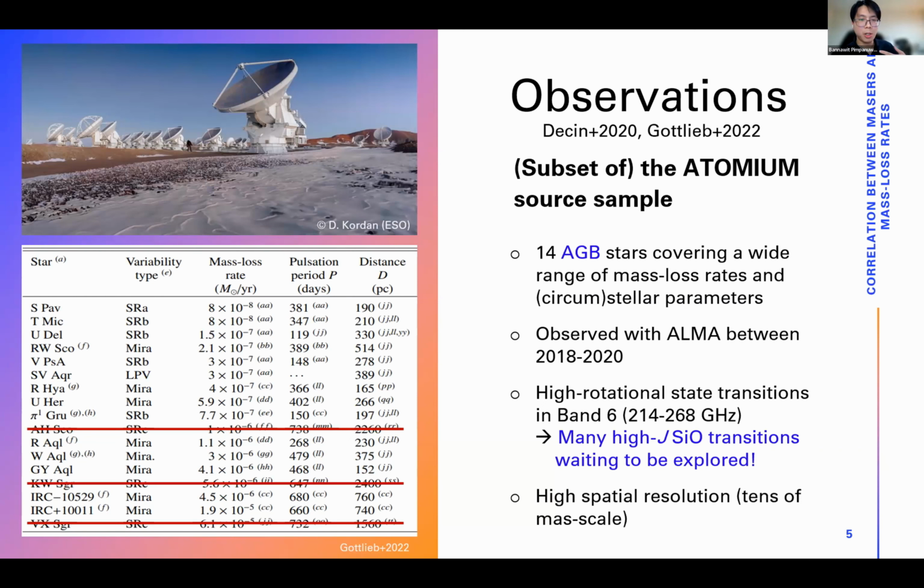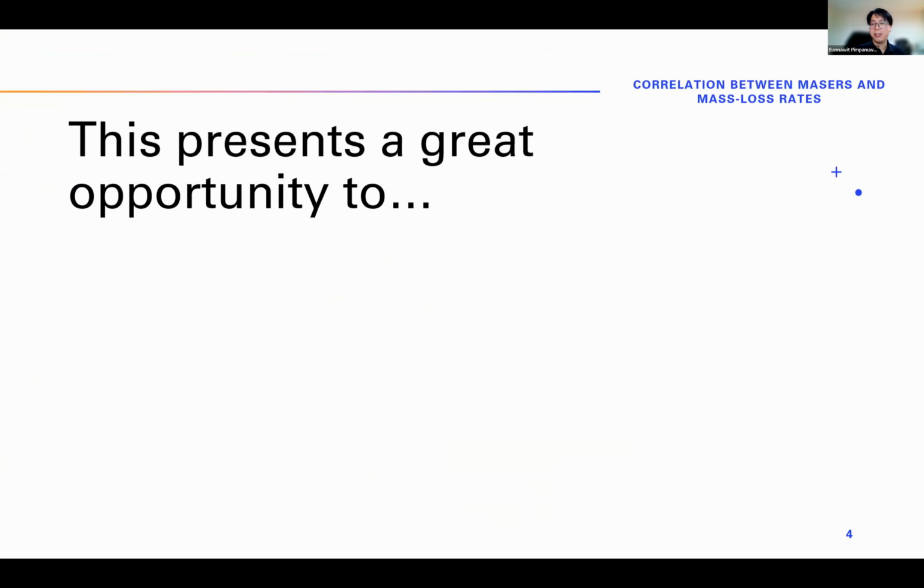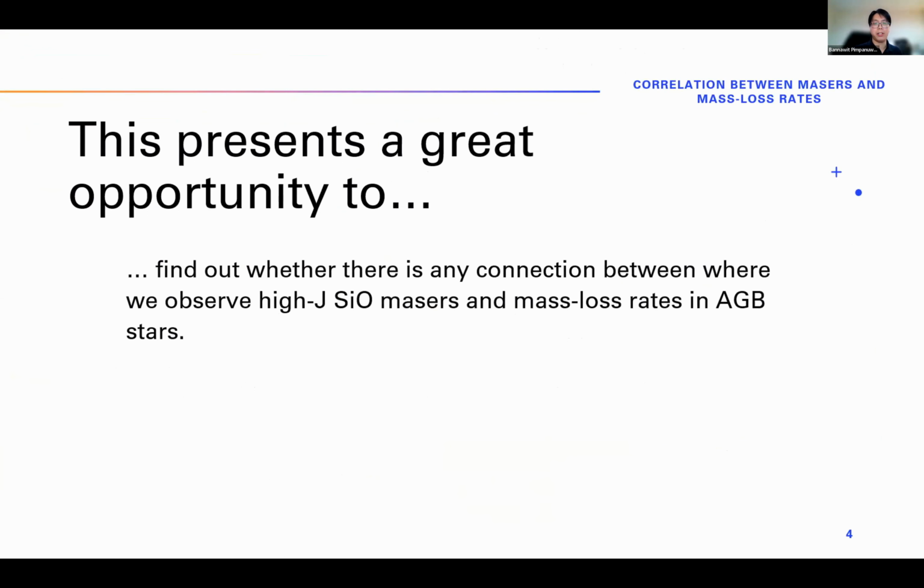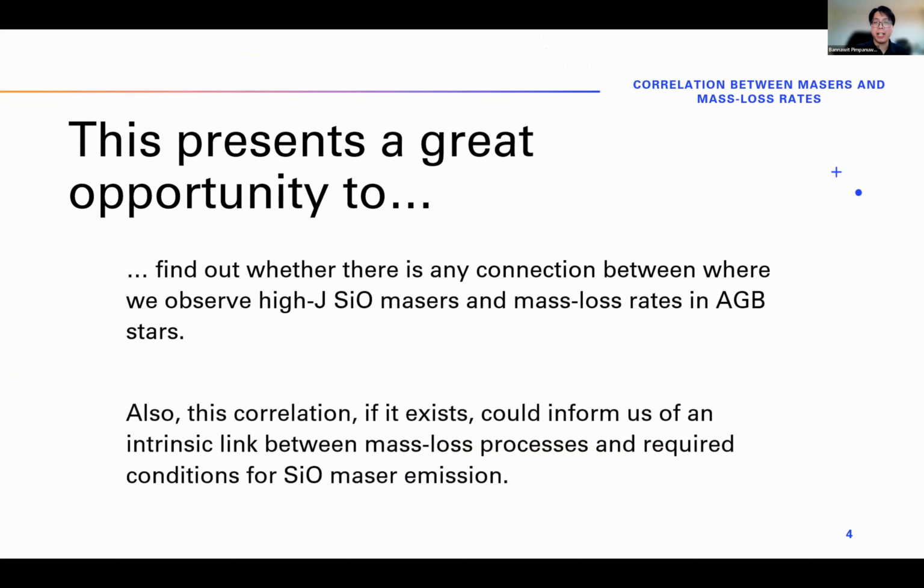And so we would like to take advantage of this data set and look at what the nature of these high J SiO transitions is. Basically this presents a very good opportunity for us to find out whether there is any connection between where we see these high J SiO masers and mass loss rates in AGB stars. And also, if this correlation exists, it could really well inform us of an intrinsic link between different mass loss processes and the physical conditions that are required for maser emission from SiO molecules.